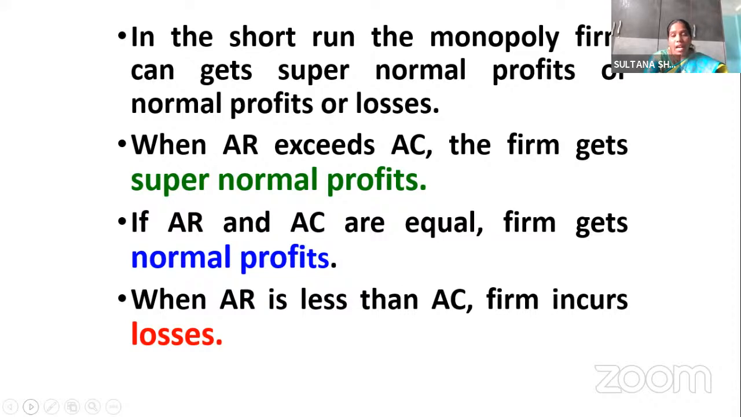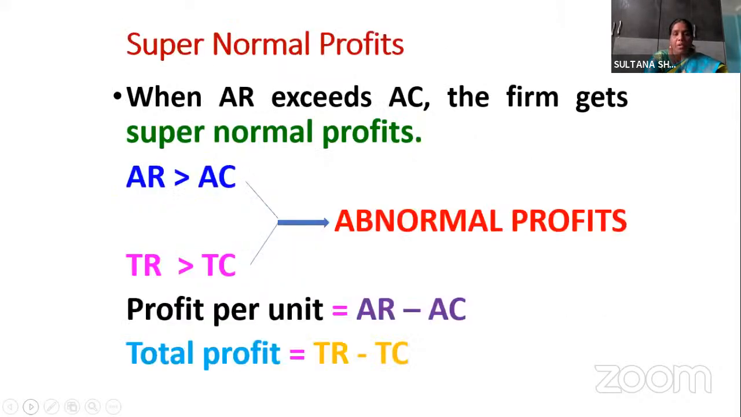When AR is less than average cost, the firm incurs losses. For example, average cost is 5,000, but if that firm is getting only 3,000, the difference between 5,000 and 3,000, which is 2,000, is losses. Now, how can we understand whether the firm is getting normal profits, supernormal profits or losses? Based on the observation of how much average revenue and how much average cost there is. When average revenue exceeds average cost, the firm gets supernormal profits.